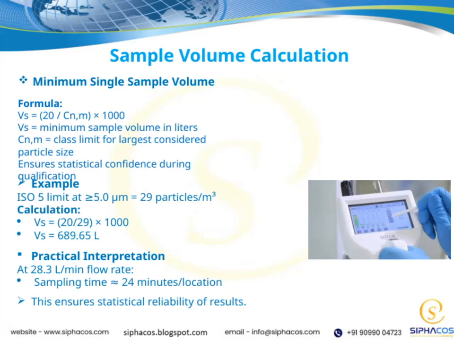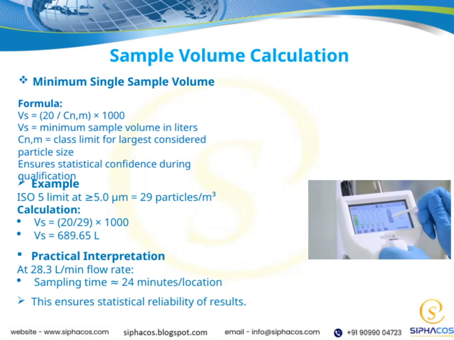Let's look at this example. The ISO 5 limit at particles greater than or equal to 5 micrometers is 29 particles per cubic meter. To determine the sampling volume, we perform this calculation. Vs equals 20 divided by 29, multiplied by 1,000. That gives us approximately 689.65 liters. Now, interpreting this practically, if we're sampling at a flow rate of 28.3 liters per minute, the sampling time would be roughly 24 minutes per location. This duration helps us achieve a reliable statistical representation of the particle concentration.